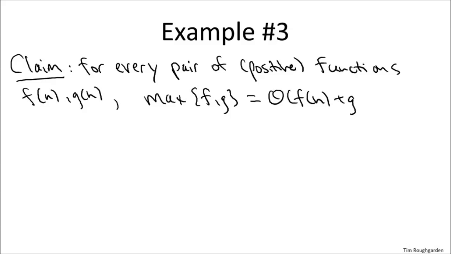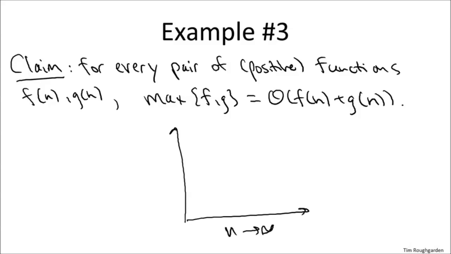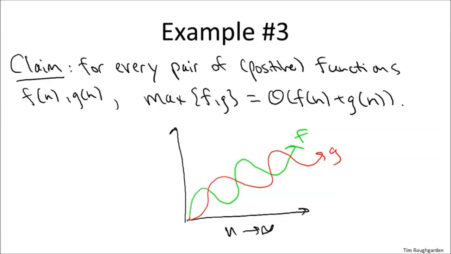Let me make sure it's clear what I mean by the pointwise maximum, max of f and g. If we look at the 2 functions, both functions of n, maybe we have f being this green function here, and g equal to this red function. Then by the pointwise maximum, max of f and g, I just mean the upper envelope of these 2 functions. So that's going to be this blue function.